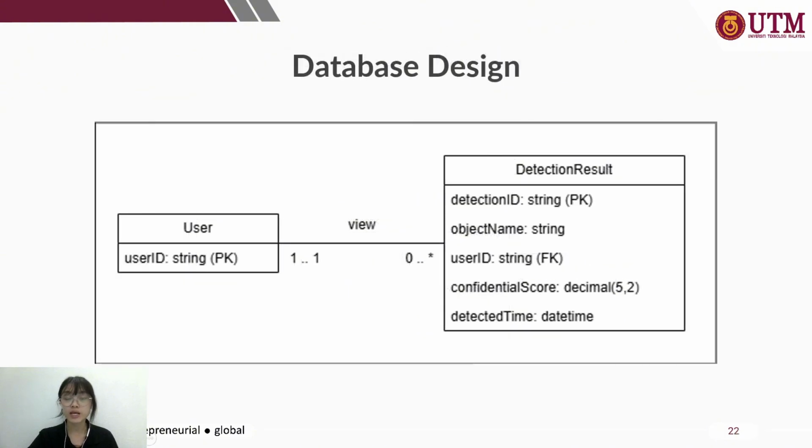So the database for this application is designed with two primary tables, a users table and a detections table. There is a one-to-many relationship between these tables, meaning that one user can have multiple detection results stored in the database.